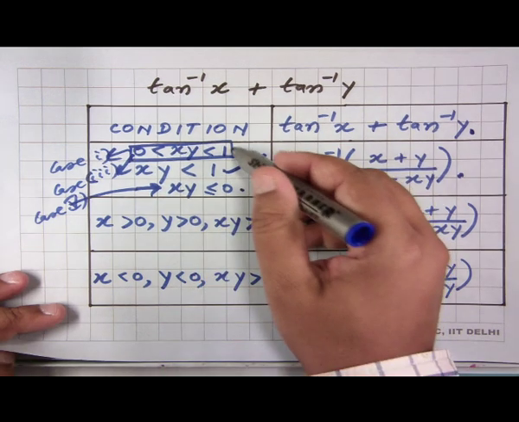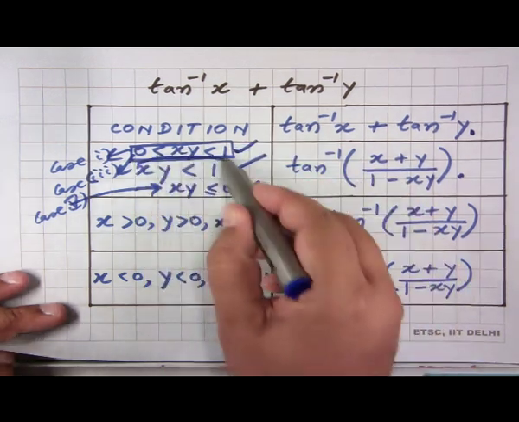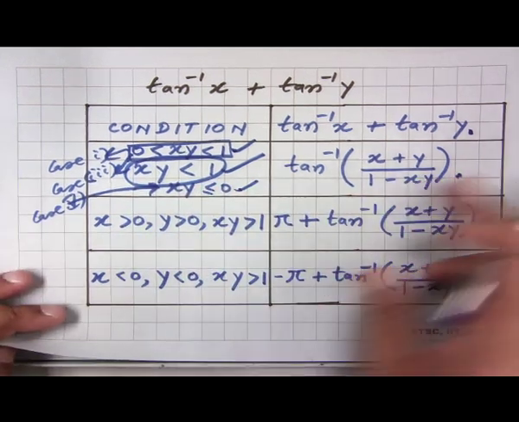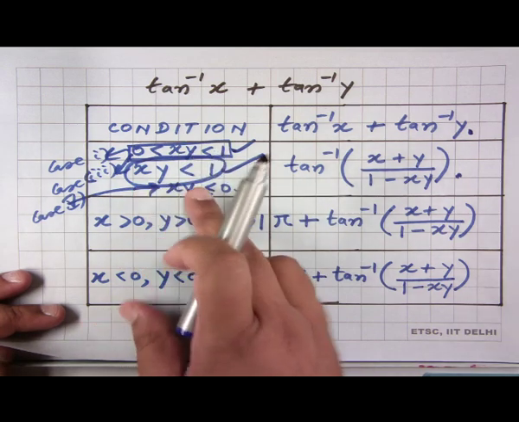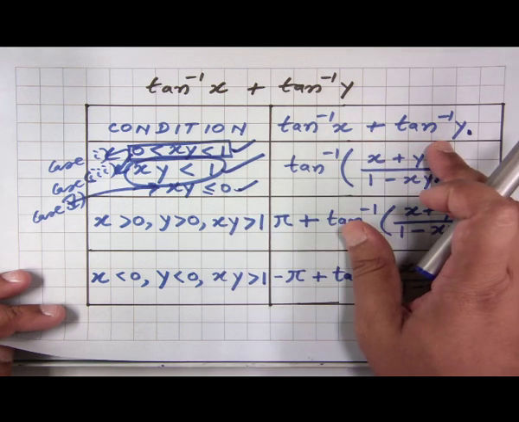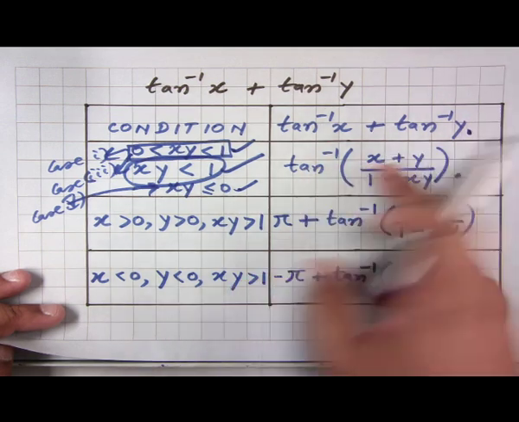So the union of this and this is this condition xy less than 1. What we have shown is that if the product of x and y is less than 1, then tan inverse x plus tan inverse y belongs to the range set of tan inverse, and therefore it is equal to this expression here.